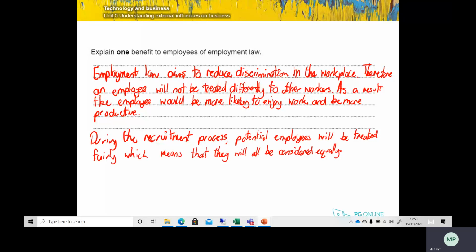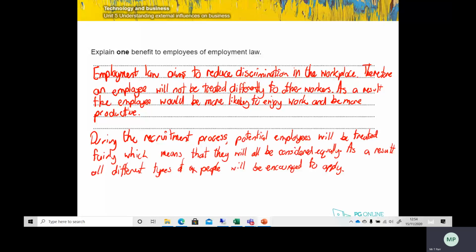So what does that mean? As a result, all different types of people will be encouraged to apply. One benefit to employees.